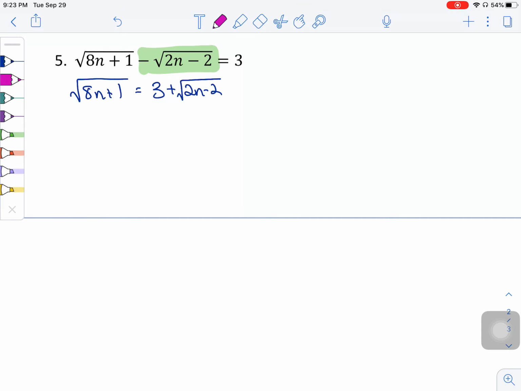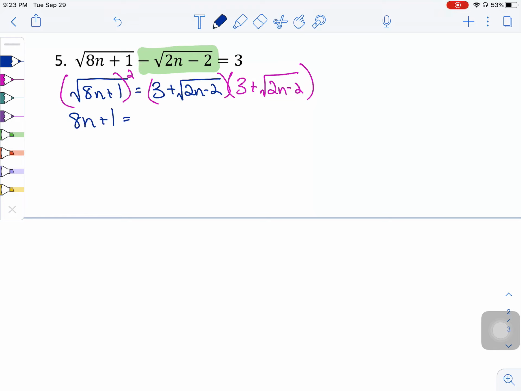And now the fun begins. We're going to square both sides. Now, on the right side, I'm actually going to write this out. Okay? I believe it's going to help me keep track of everything, and I don't want to lose bits and pieces of this problem. So left side, the easy one, square and the square root cancel, so 8n plus 1.